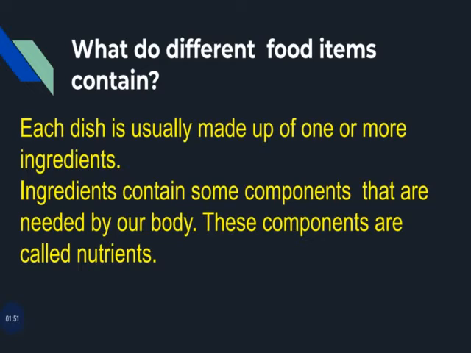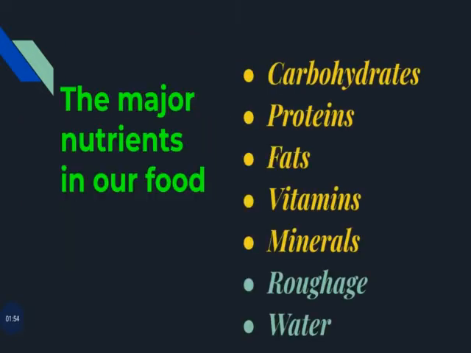Let us see the major nutrients present in our food. The major nutrients in our food are named carbohydrates, proteins, fats, vitamins, and minerals. In addition, food contains dietary fibers and water, which are also needed by our body for proper development. We know that these nutrients are very essential for the proper growth and development of our body. So, we have to add all these nutrients in our food. That is why we are having different types of food.